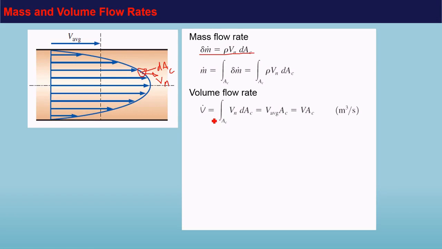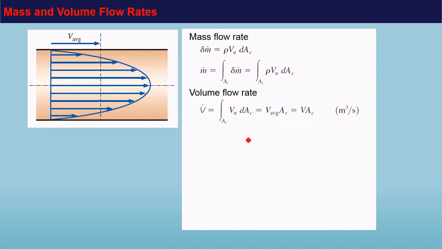And if we integrate this across the entire surface area, we are going to get the mass flow rate through this tube. To get the volumetric flow rate, we can simply integrate V dAc throughout the entire surface of the cross-section of this tube. However, this is a bit inconvenient.